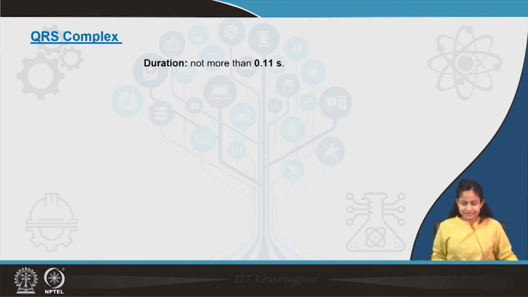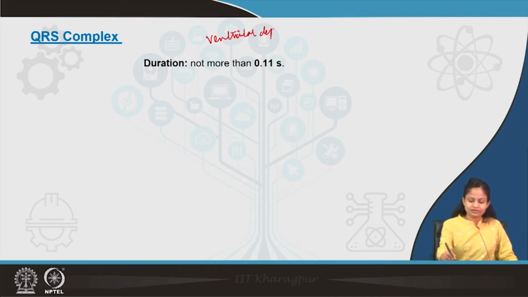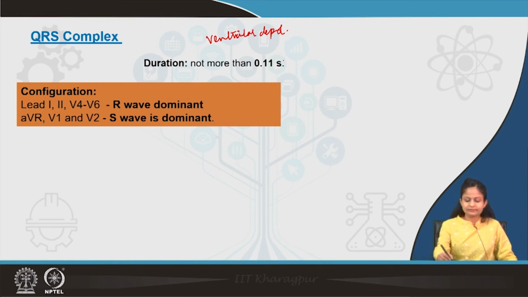Now, the QRS complex consists of 3 waves, the QRS waves, and it signifies the ventricular depolarization. Before moving on to the QRS complex, the PR interval signifies the atrial depolarization as well as the conduction through the AV node and the bundle of His. This has already been discussed. So, for the QRS complex, the duration should not be more than 0.11 seconds, which means here also it should fall within 2.5 small boxes. So, it is very easy to remember.